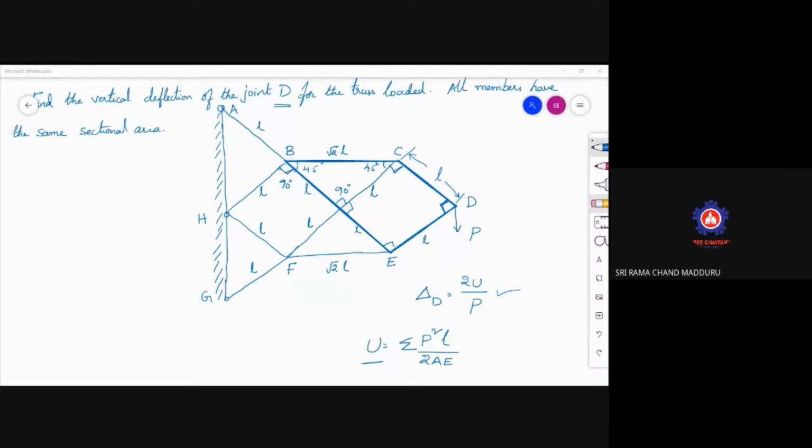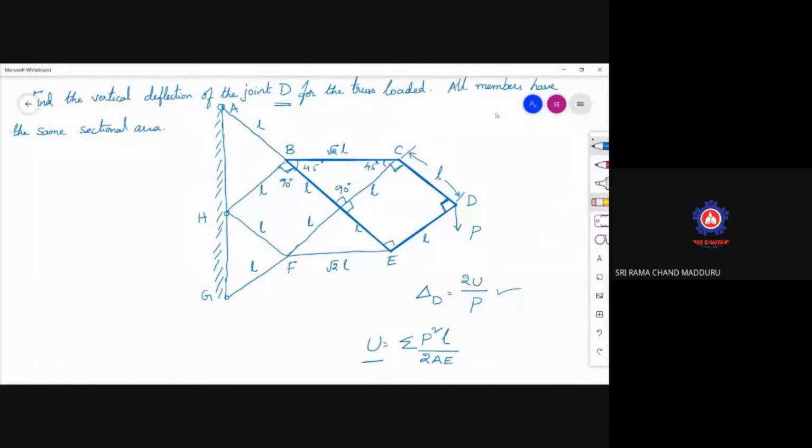Is it fine? Can you people solve it? Here the difficulty is nothing but resolving the forces. You have to resolve the force along the x-axis as well as along the y-axis and get the forces in each member. I hope you will calculate this one and we'll move to the next method.